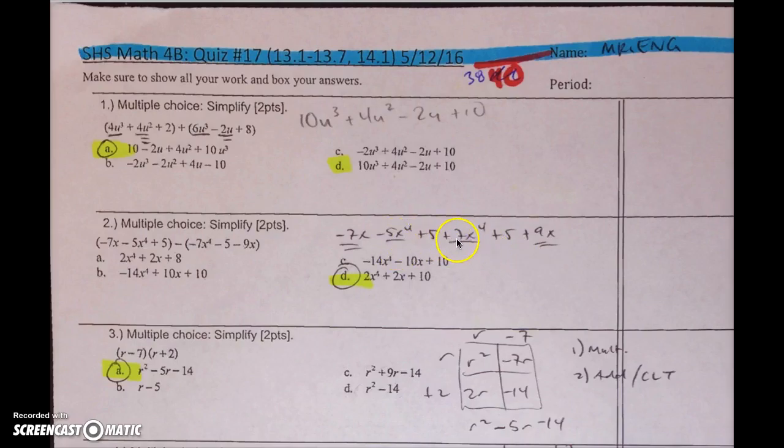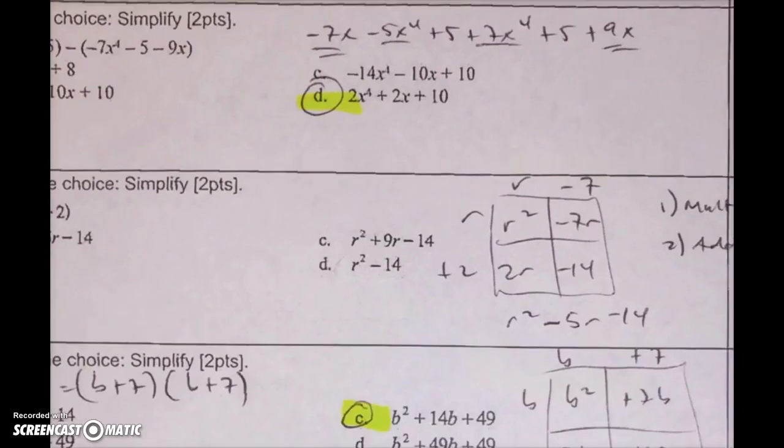Negative 5 and a positive 7, you're just adding the coefficients, that's the numbers in front, so that would be a 2x to the fourth. Remember, when you have the same base and the same exponent, that tells you they're like terms. I have a 9x and a negative 7x, so that becomes a positive 2x. And then the constants, 5 and 5 give you 10, so the answer is D.